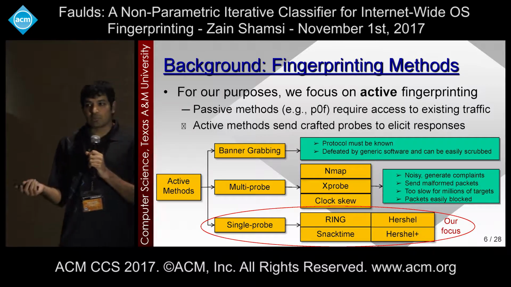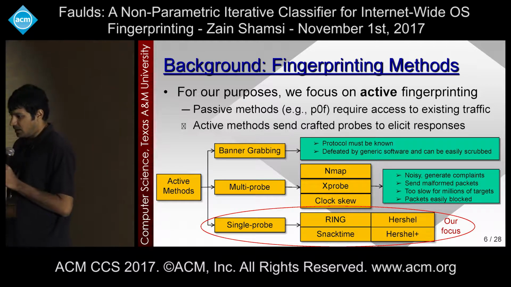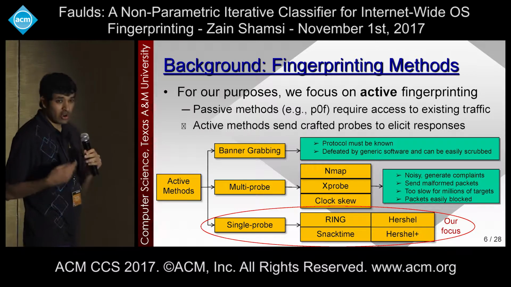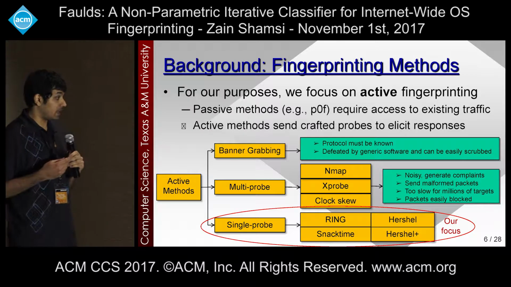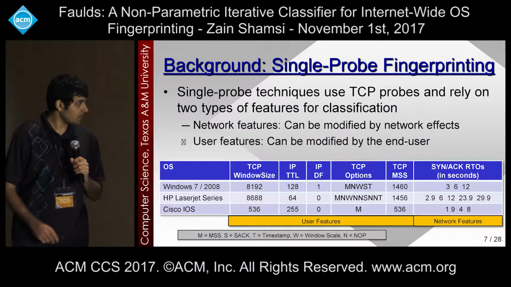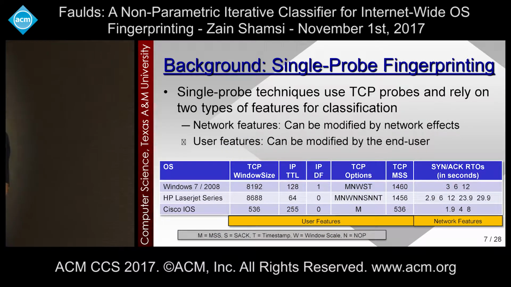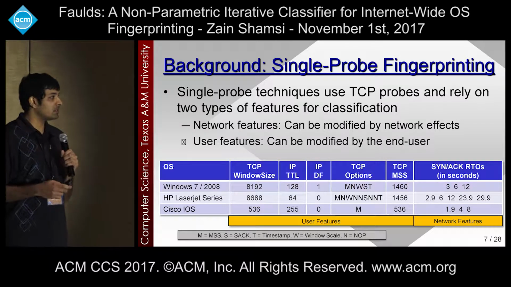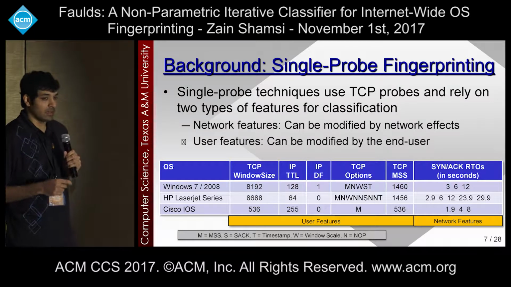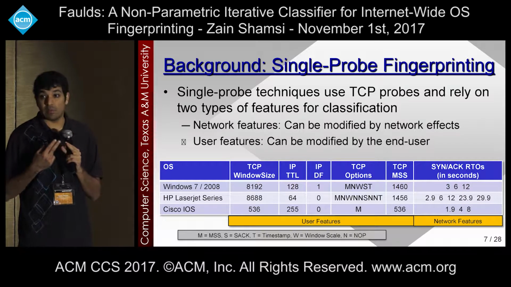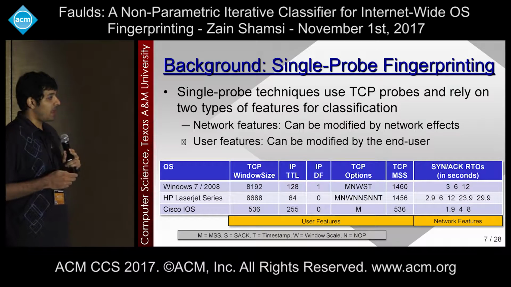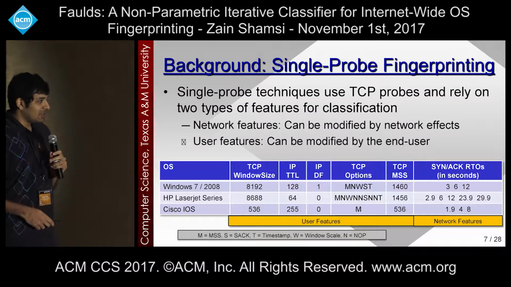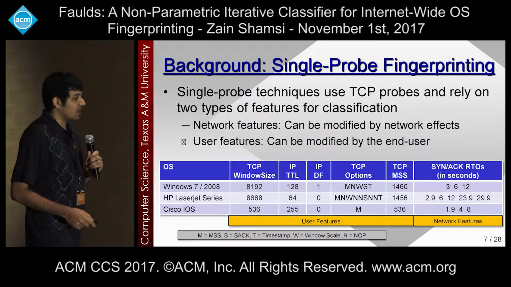So we're going to focus on single probe methods. And these four have been introduced in the past few years. And I'm going to go over how they work next. So single probe techniques usually rely on TCP probes, and they use two features for classification. Broken down into network features, which can be modified by network effects, and user features, which can be modified by the end user. So an example signature looks kind of like this.